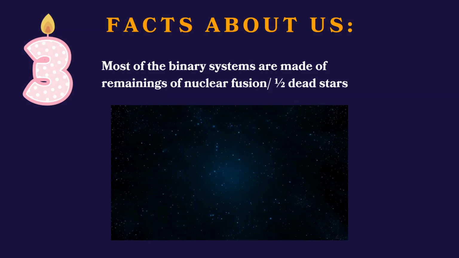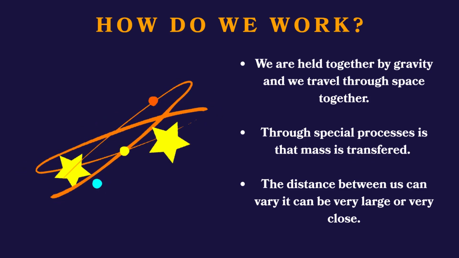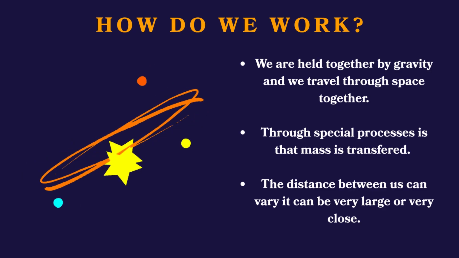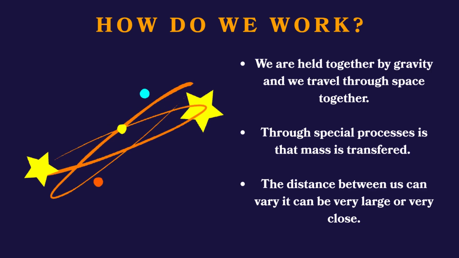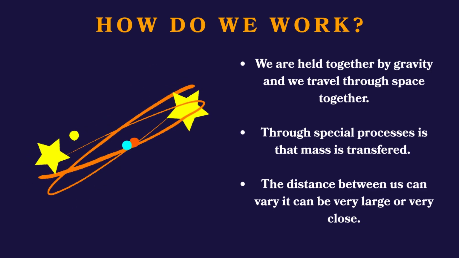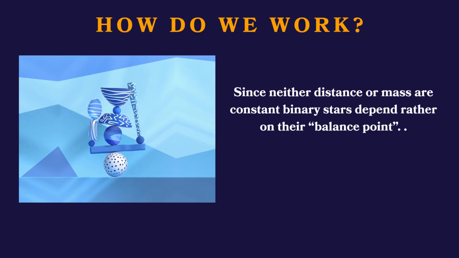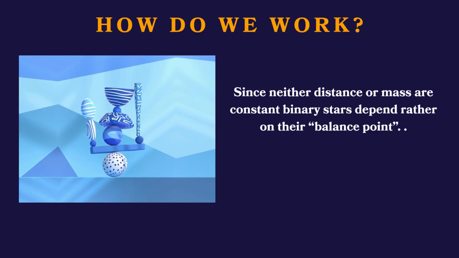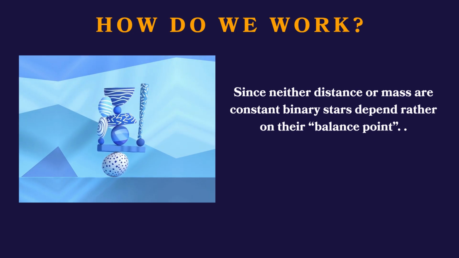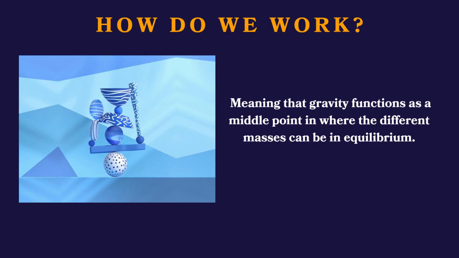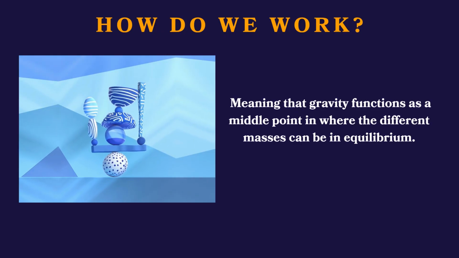Then, we need to know how they work. They can be held together with gravity and they can transfer mass through special processes. The distance can also vary, as well as the mass, as has already been said. So if the mass and distance are not constant, they need to find a balance point, a place where the gravity of both masses can help to find a point of equilibrium, holding each other close and also stable.